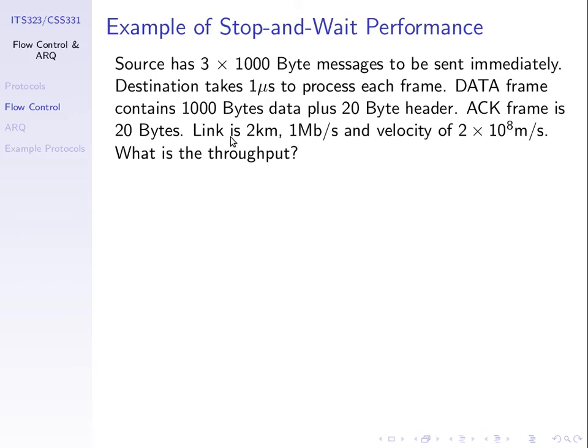Let's modify. Let's say we have a different link in this case. Instead of 2 kilometers, let's say it's 2,000 kilometers. Everything else the same, but instead of a 2 kilometer link, it's 2,000 kilometers. Calculate the throughput in that case.